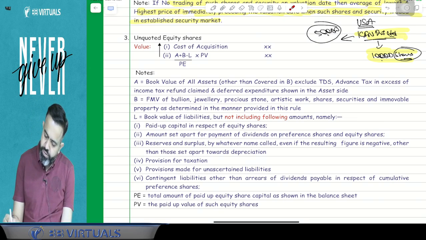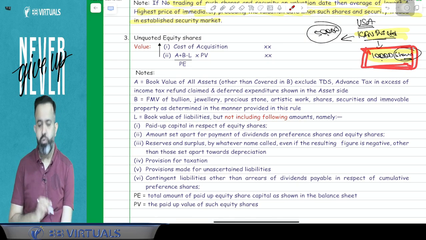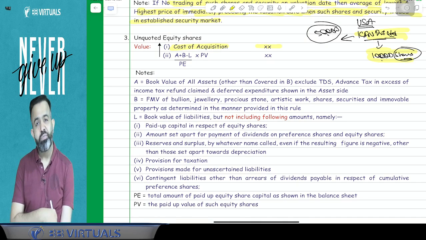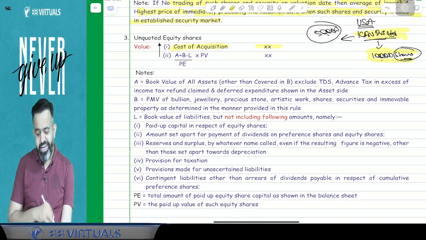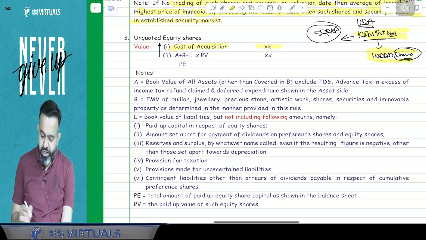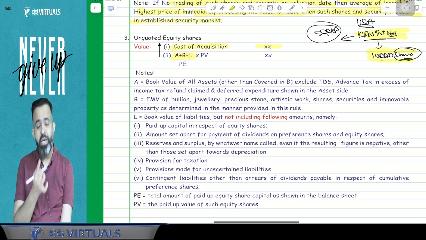Now how to value this 10,000 shares? So first I will take the cost of acquisition. There is no issue with the cost of acquisition. And second is guys, here how we will calculate the NRV. So on the valuation date, we will take the A plus B minus L divided by P multiply by PV.